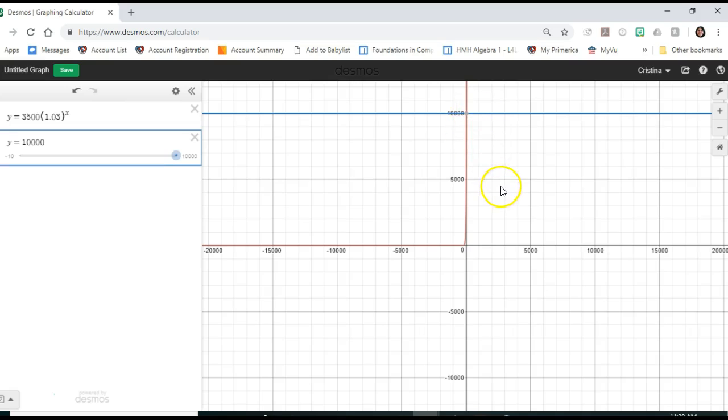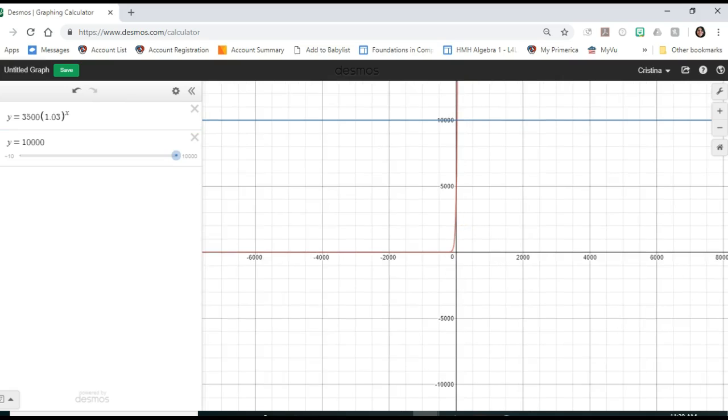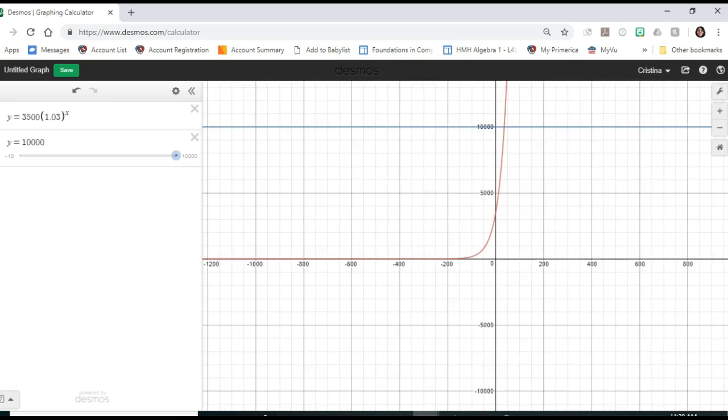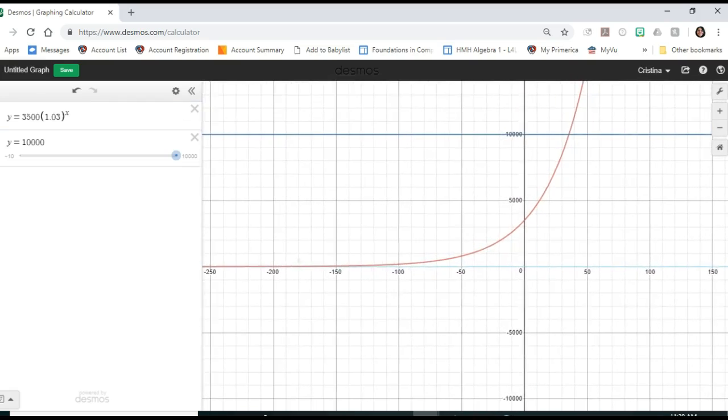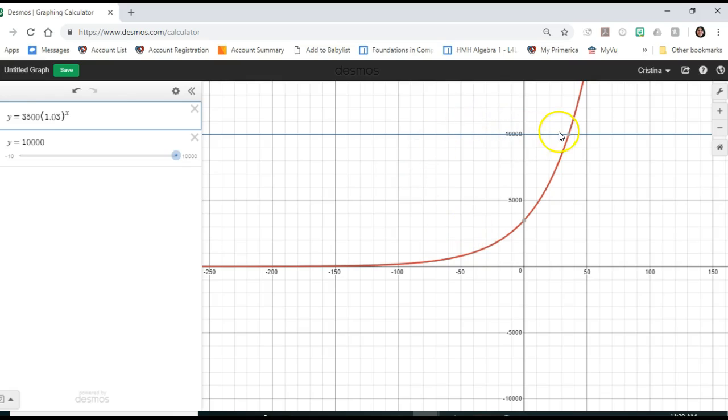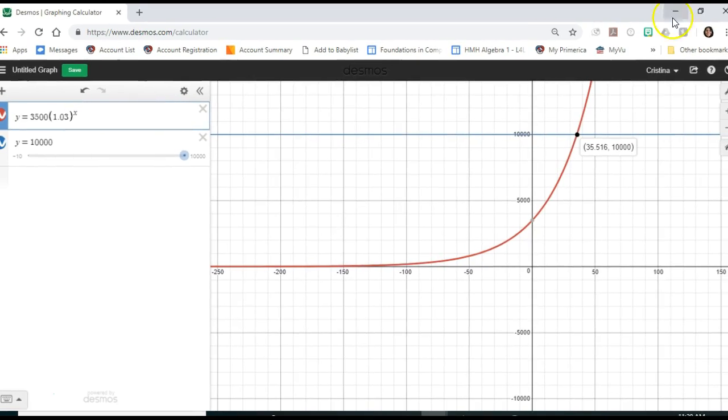What we're going to do is use my zoom function by putting my fingers on the x-axis and tugging on that and zooming out a little. Zooming out a little more, and you can see that this exponential function and 10,000 meet at about 35 years. So if this person doesn't mind waiting 35.5 years, they'll have $10,000. The moral of the story is, guys, make sure you're investing starting as soon as you can earn money, because it does take some time to have money grow.